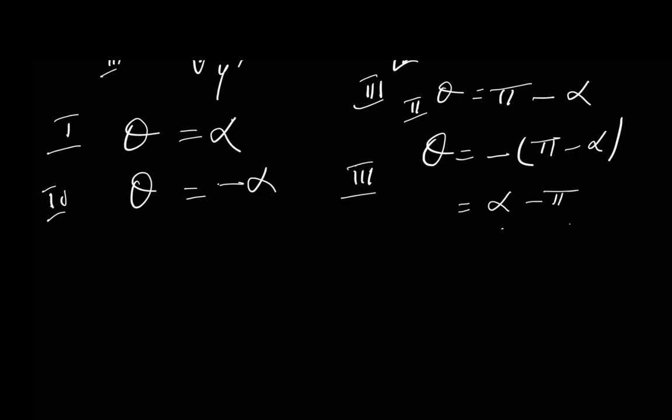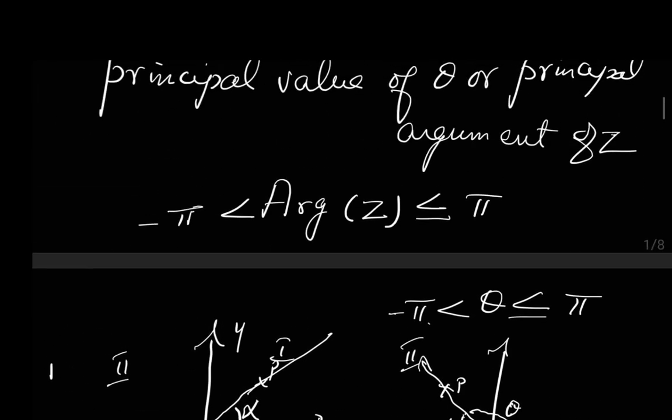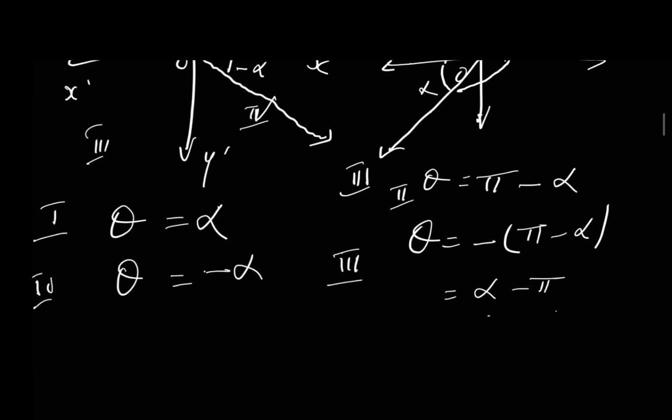So this is the important point here for you. The principal value, or principal argument, is a unique value. When you take the first quadrant, theta is alpha, and in the fourth quadrant, theta is minus alpha. In the second quadrant, theta is equal to pi minus alpha. But in the third quadrant, theta is the negative of this, alpha minus pi.